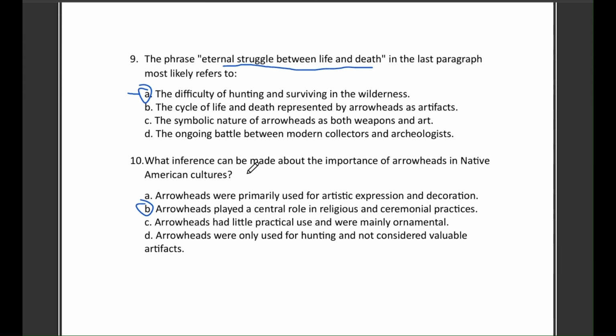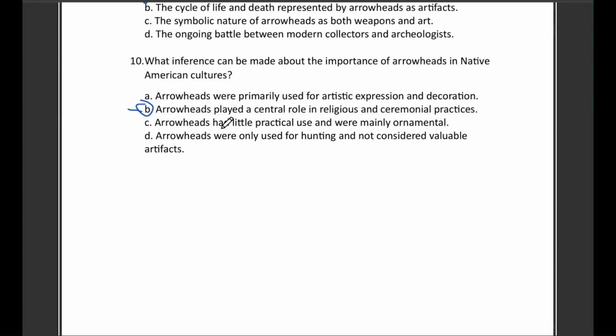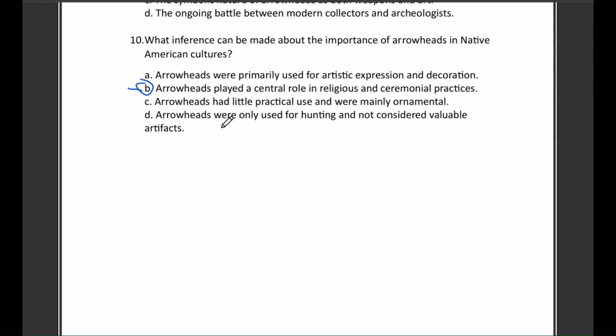Question 10. What inference can be made about the importance of arrowheads in Native American cultures? The answer options are A. Arrowheads were primarily used for artistic expression and decoration. B. Arrowheads played a central role in religious and ceremonial practices. C. Arrowheads had little practical use and were mainly ornamental. Or D. Arrowheads were only used for hunting and not considered valuable artifacts. The correct answer is option B. Arrowheads played a central role in religious and ceremonial practices. Not only were arrowheads used for hunting, but they also had cultural and ceremonial value in Native American societies, which goes beyond just being a tool for survival.